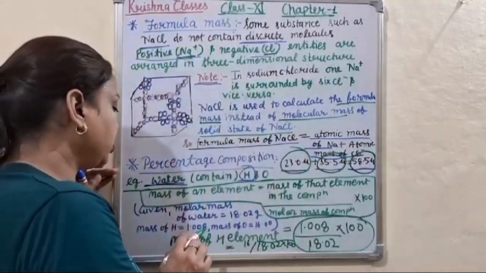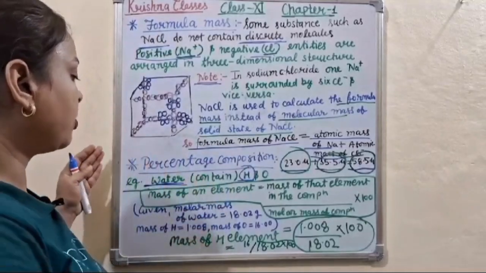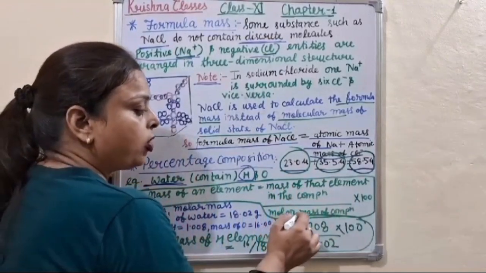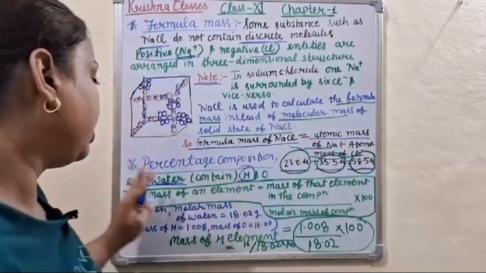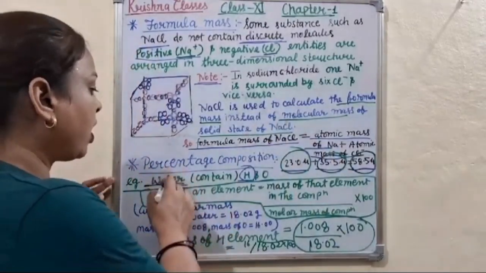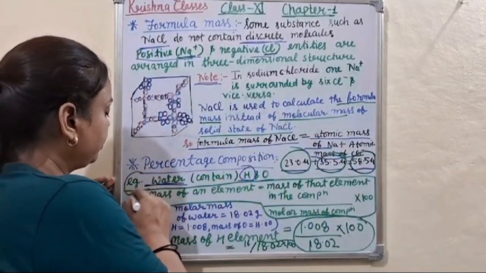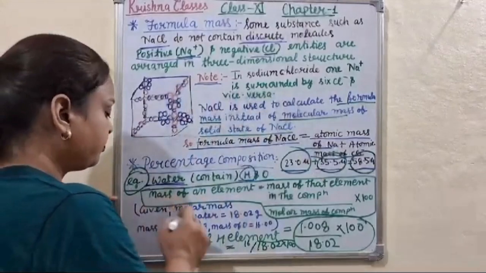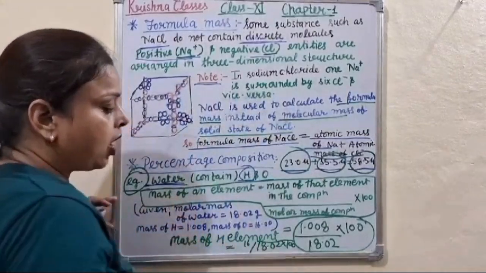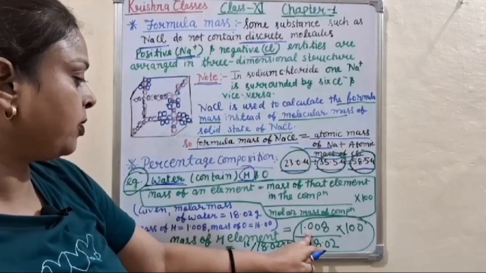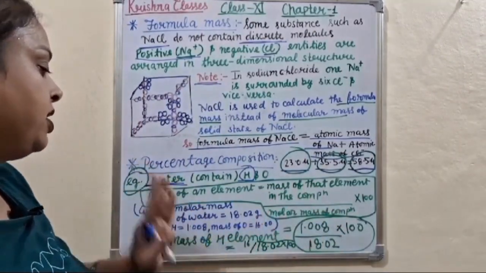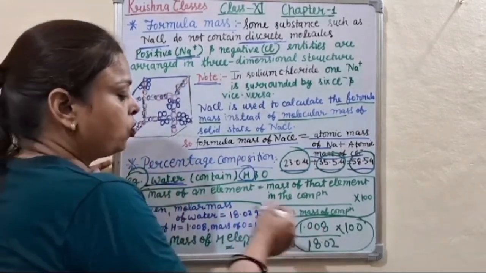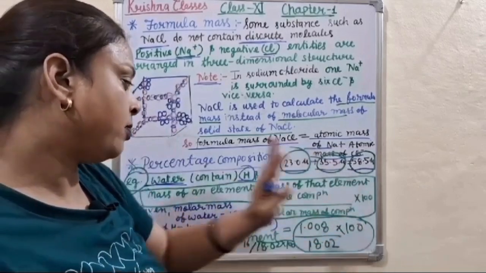What is the percentage composition? Here, percentage composition is mass of an element is equal to mass of that element in compound upon molar mass of compound into 100. Let's see the example. Water contains hydrogen and oxygen elements. So let's start with the mass of hydrogen element. How can we calculate it? Mass of hydrogen element is 1.008, as given here, divided by molar mass of water, 18.02 gram, also given, multiplied by 100.